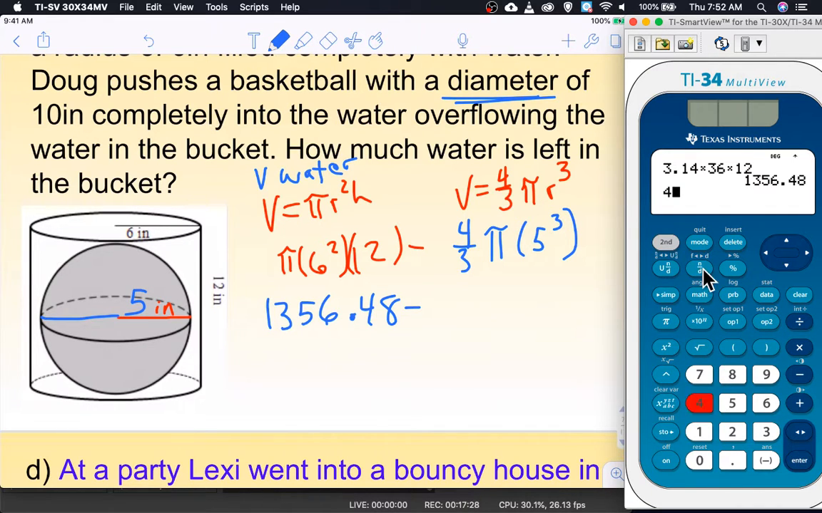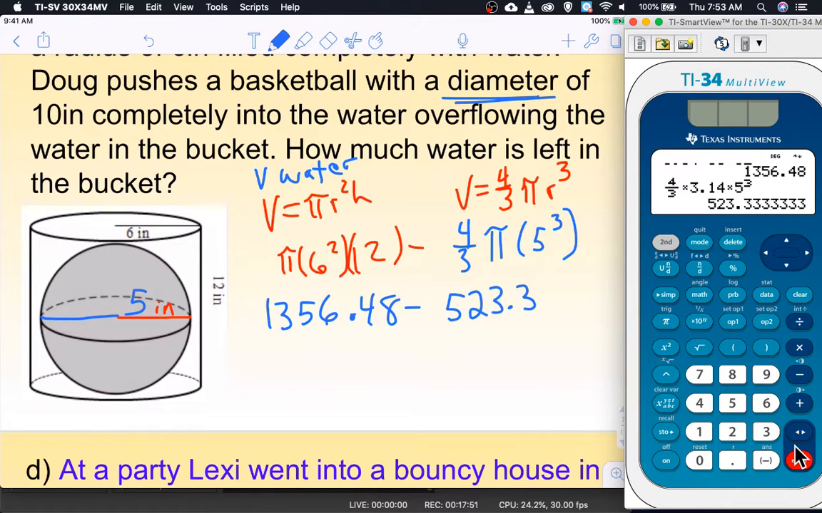Now, I'm going to find the volume of the basketball. So 4/3 times 3.14 times, I know 5 cubed is 125, but I'm still going to do 5 cubed on the calculator. So when we type that in, we do 5 caret 3. See, 5 cubed. And we got 523.33.